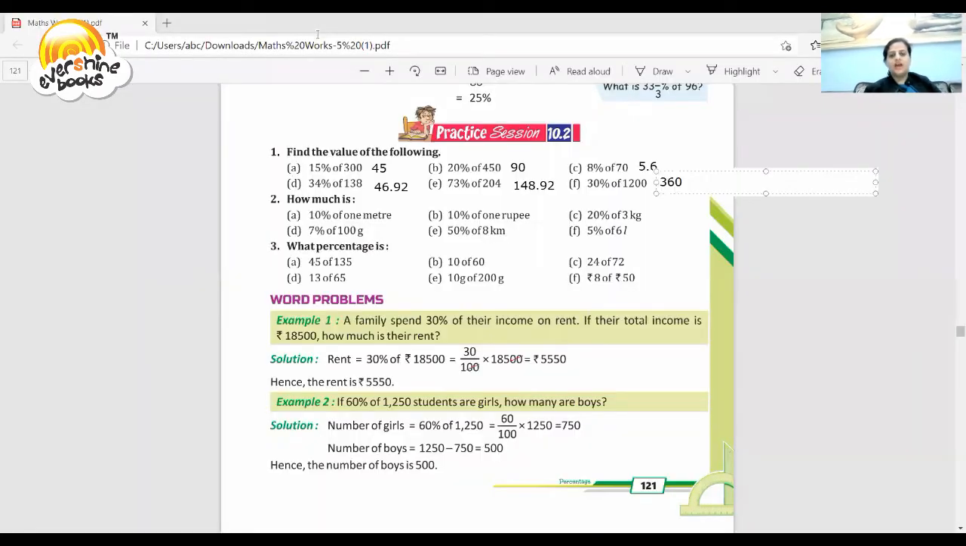So students, we have come to the 10.2 exercise. In that, 15% of 300 we have to take out.